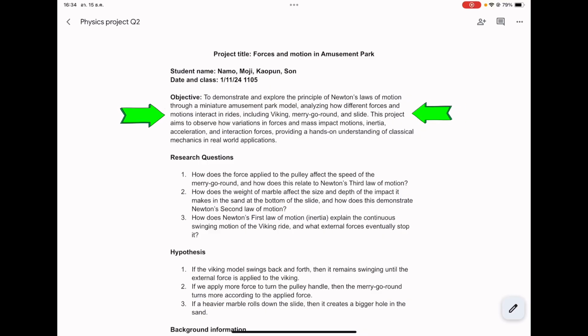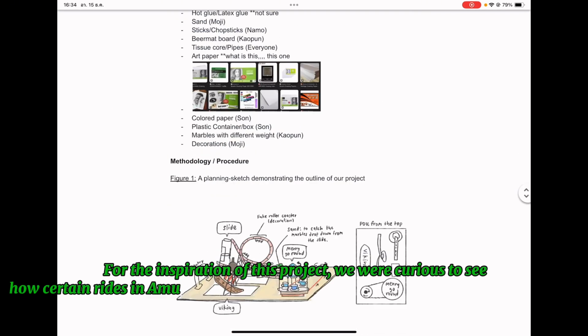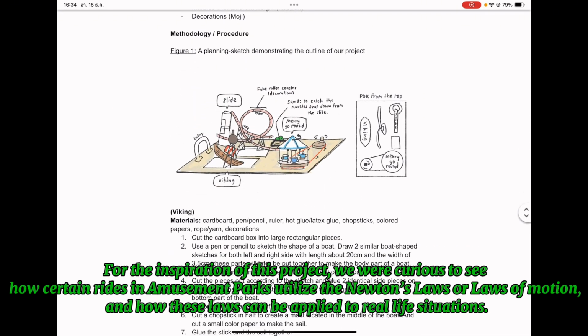The objective of this project was to demonstrate and explore the principles of Newton's laws of motion through miniature amusement park models, analyzing how different forces and motions interact in rides, including the Viking, merry-go-round, and slide. For the inspiration of this project, we were curious to see how certain rides in amusement parks utilize Newton's laws of motion, and how these laws can be applied to real-life situations.